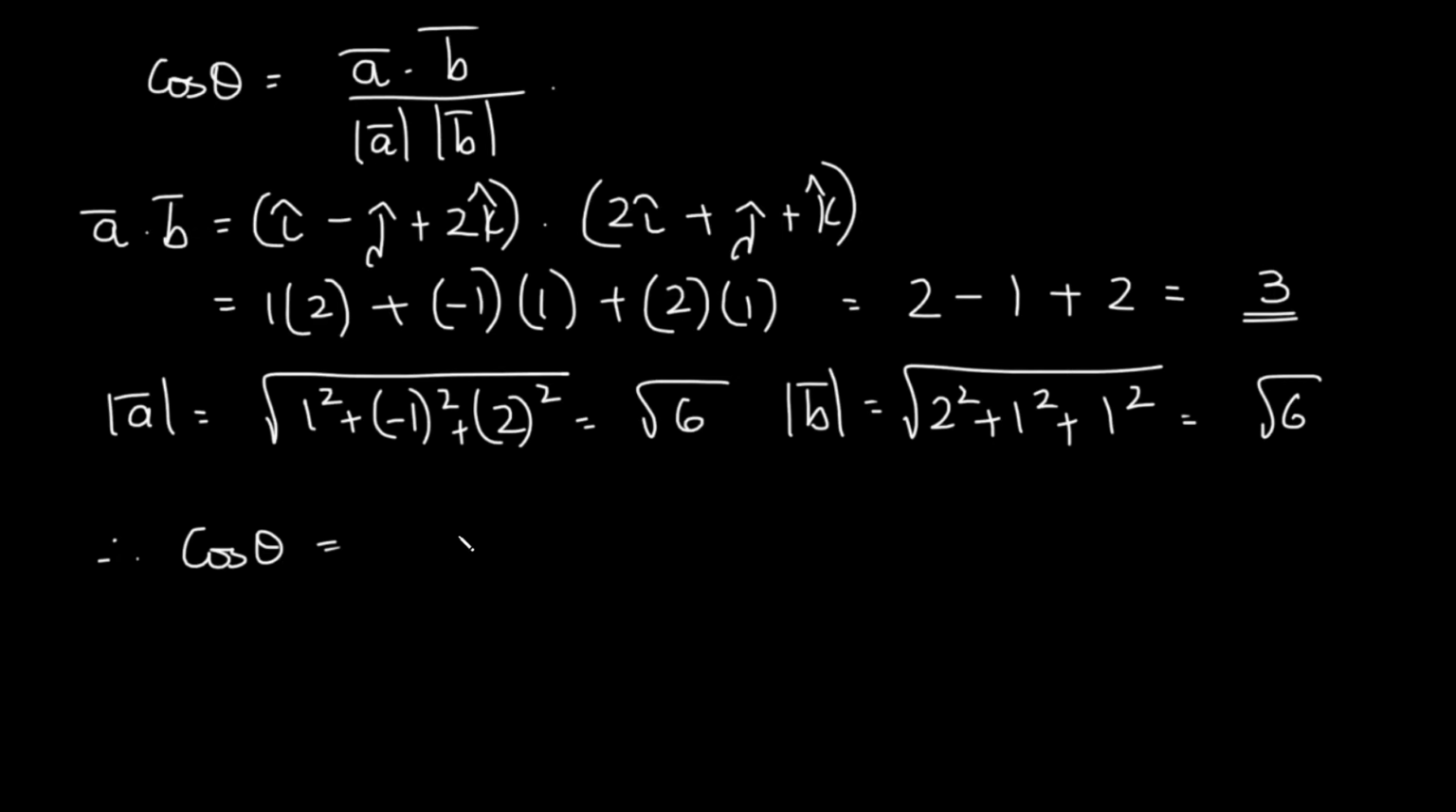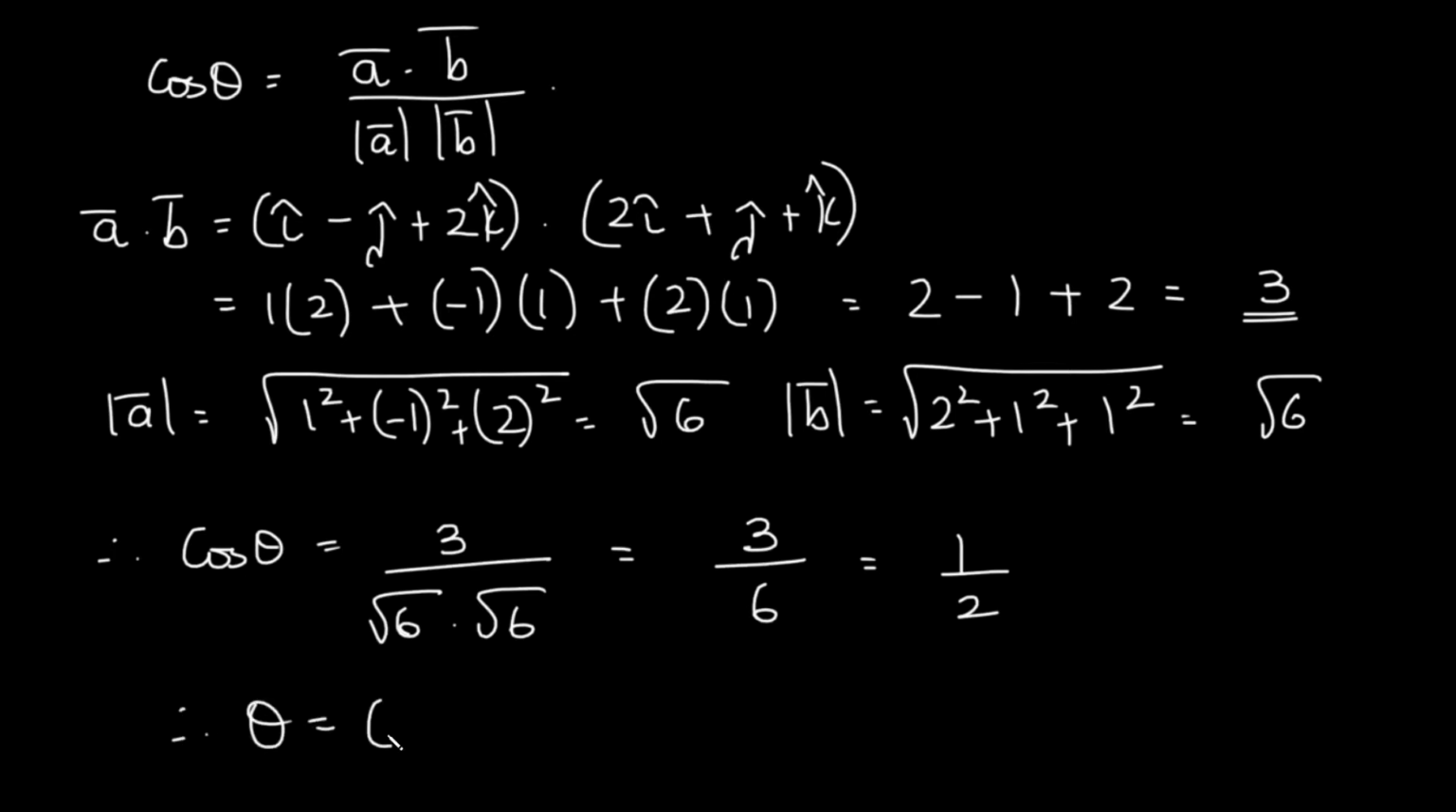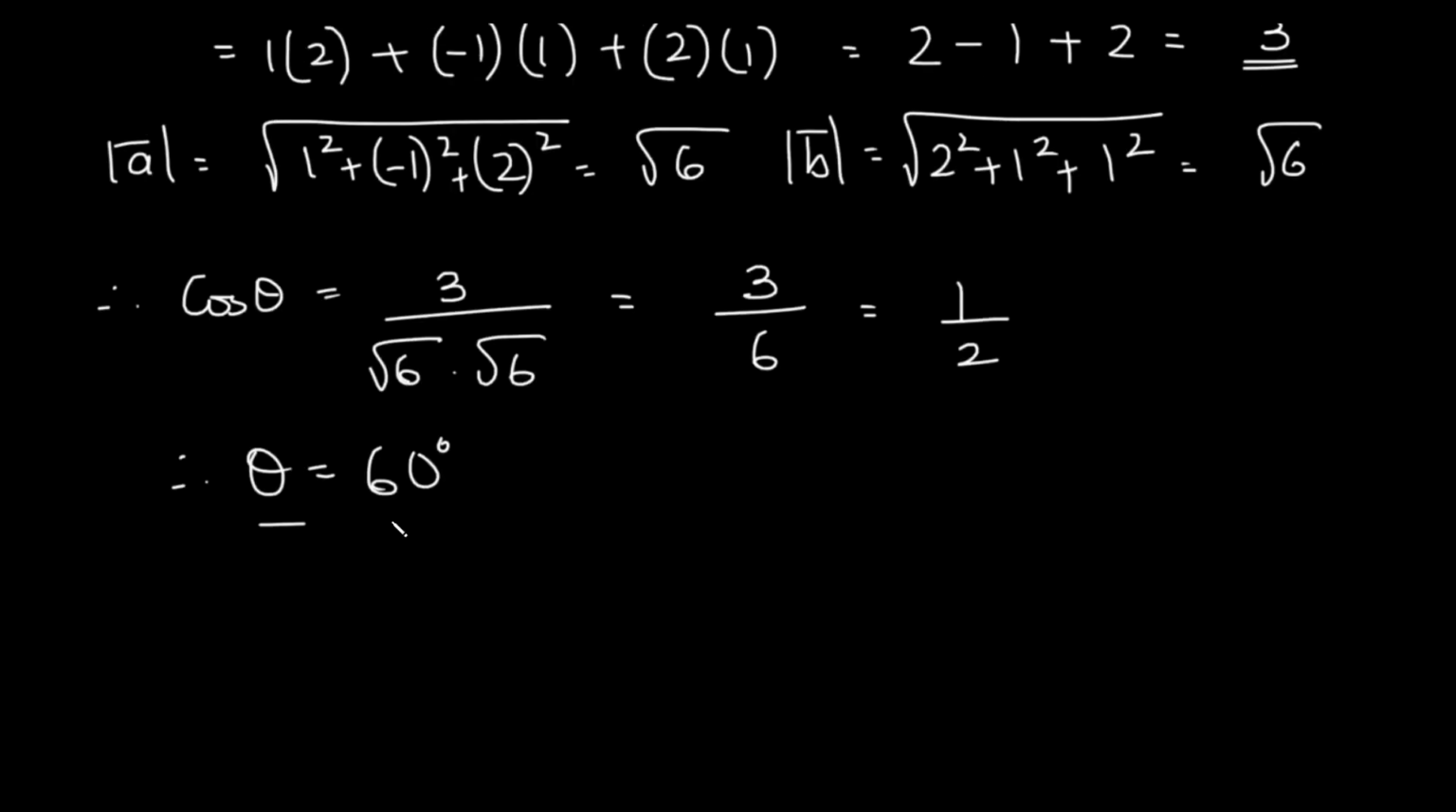So cos theta is equal to 3 upon root 6 into root 6, which is 3 upon 6, which is 1 upon 2. And since it's an acute angle, theta lies in the first quadrant. In the first quadrant, cos theta is equal to half means theta is 60 degree. So therefore theta is equal to 60 degree, and this is the angle between the lines. Okay, so the acute angle between the lines is 60 degree.